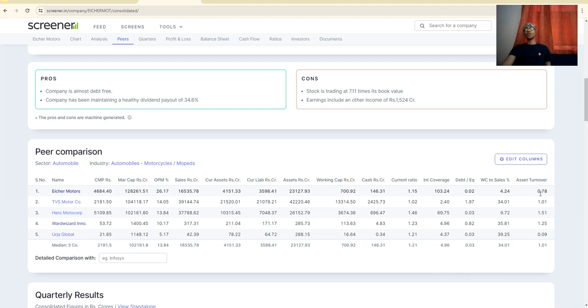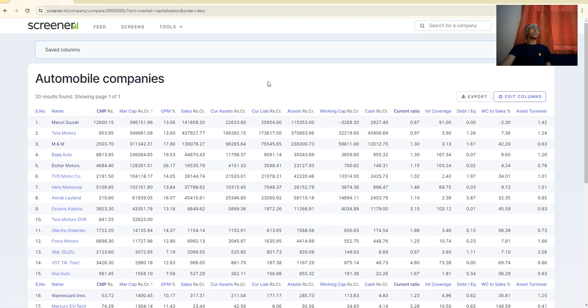See, asset turnover is 0.78, while Hero MotoCorp is 1.51, TVS is 1.01, and if you check the others, Maruti is 1.42, Tata Motors 1.24. Mahindra and Mahindra is lesser than it, yes, but it is also in the lower half of things only. So in terms of asset turnover, we are not doing that great.